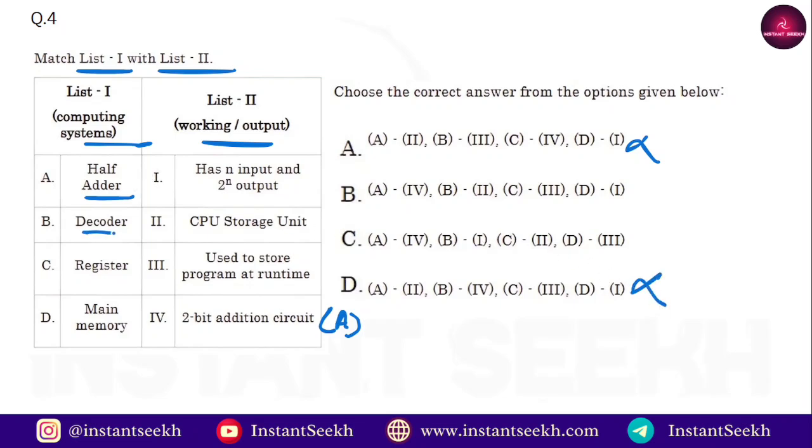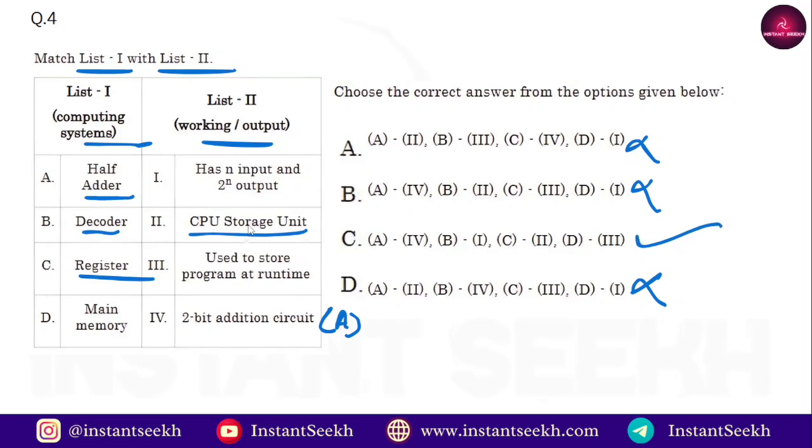Next, decoder. Let's say you don't know what decoder is, let's move on to the register. Register, you know, CPU storage unit, right? So C goes for second. Check for the option from these two, which goes C goes for second. So this gets eliminated. This will be your right answer.